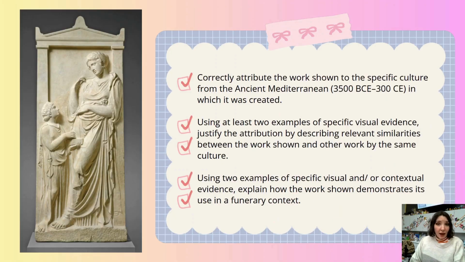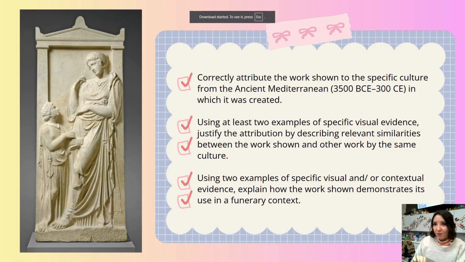So when we're looking at attribution, the one that we have here, image on the left, this is not from the 250. So now we need to look at the question and start thinking about who it could be, where is it from, etc. So reading the question, correctly attribute the work shown to the specific culture from the ancient Mediterranean in which it was created. So it's giving us the content area, but it wants the culture. So I don't need to know an artist in this case because we wouldn't know the artist, but we want that culture.